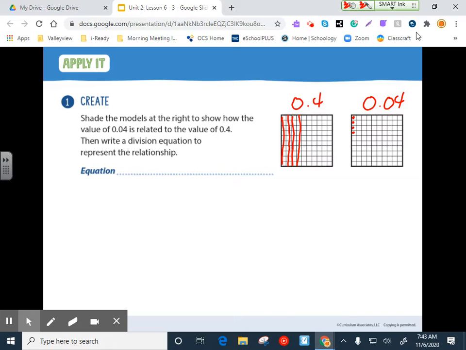So over here, basically they're talking about this. Again, when we're moving that 4 one place to the right, we're actually dividing by 10. So we can just write it like an equation right here. So 4/10 divided by 10 equals 400ths, just like that. And on to the next slide.